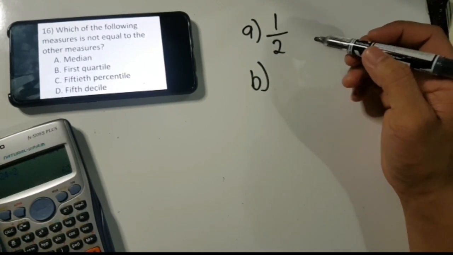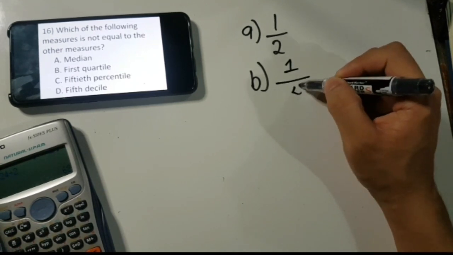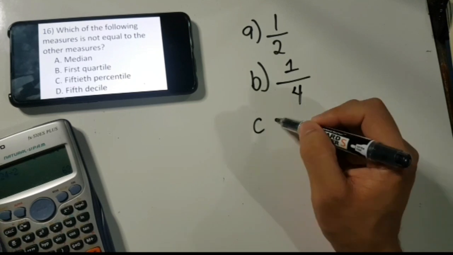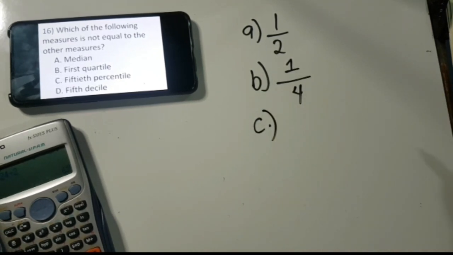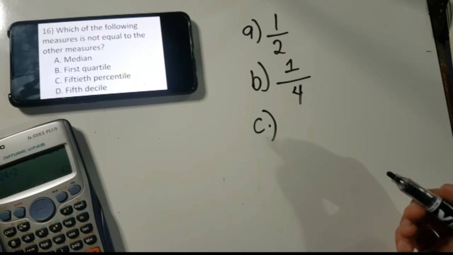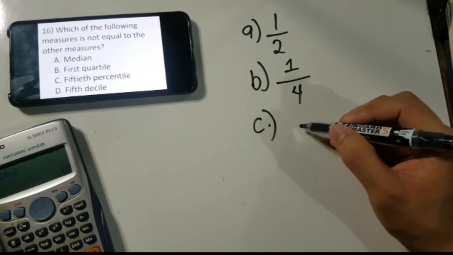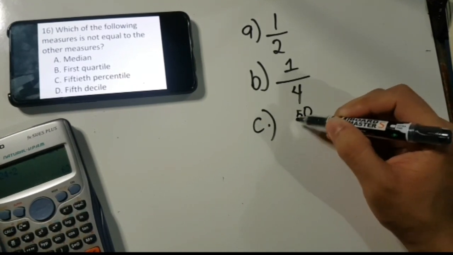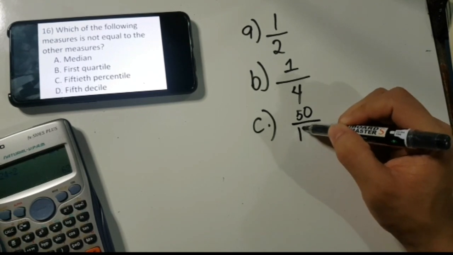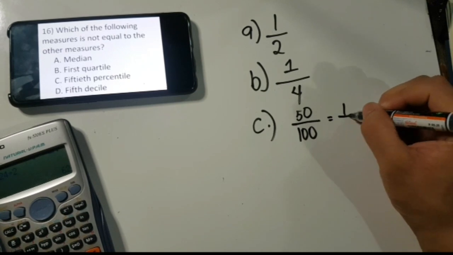So, hinahanap natin si first quartile. So, definitely that is 1/4. Next is C. How about the percentile? Si percentile po is it divides the data into 100 equal parts. So, 50th percentile, which is 50 out of 100. Okay? So, this is also equal to 1/2.